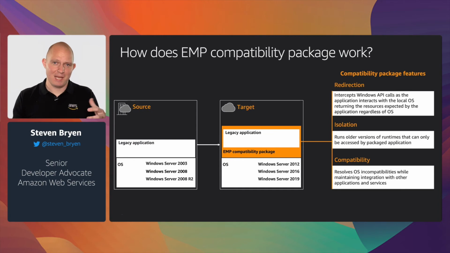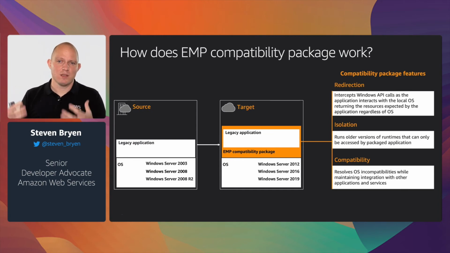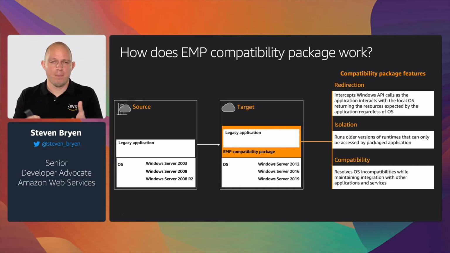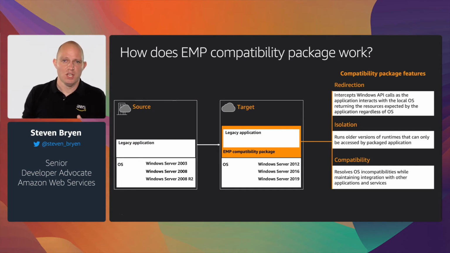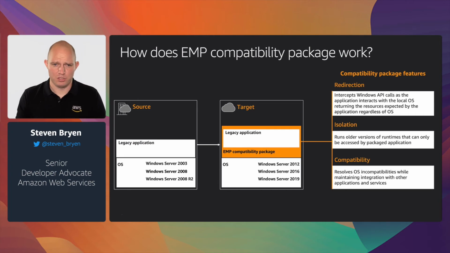So this legacy application is now packaged. You're able to run it in this compatibility environment, this kind of isolation environment that runs on a newer version of Windows Server, 2012, 2016, 2019. And the compatibility package allows you to run that legacy application. It's understood, it knows what the dependencies are, it knows what registry entries are required.